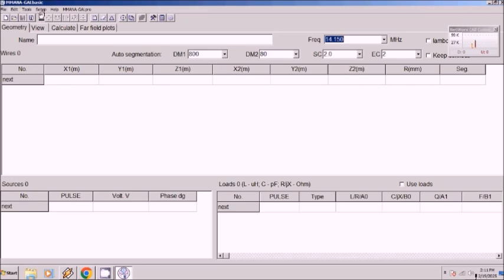MMANA basic. We give the name first. That is 40 meter band vertical delta loop. Okay. The center frequency of the 40 meters band in IARU Region 3 is 7.1 megahertz. Type that. And after that we click the calculate tab here.